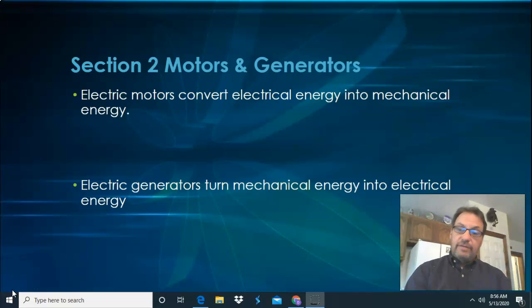And then electric generators are the exact opposite. They turn movement, mechanical energy into electrical energy. You may see this, like I say, in windmills. You have the big fans, the big fins that would spin with the wind, and then that's going to turn something that is going to end up creating electrical energy. So electric generators turn mechanical energy into electrical energy.